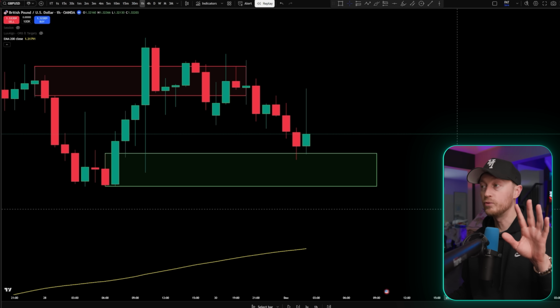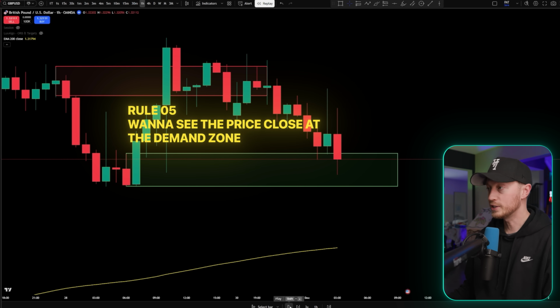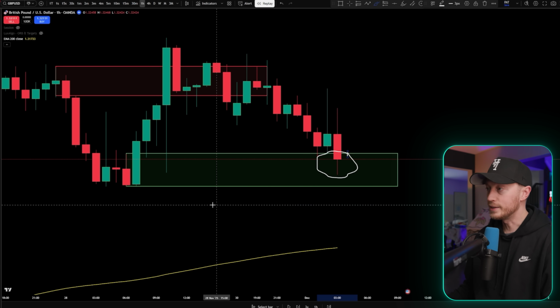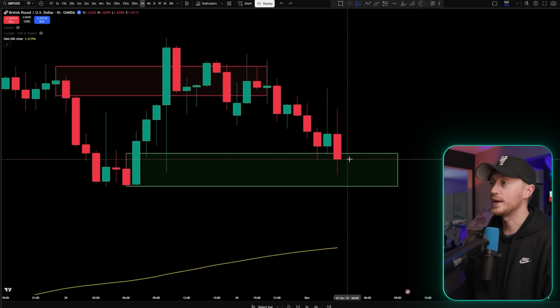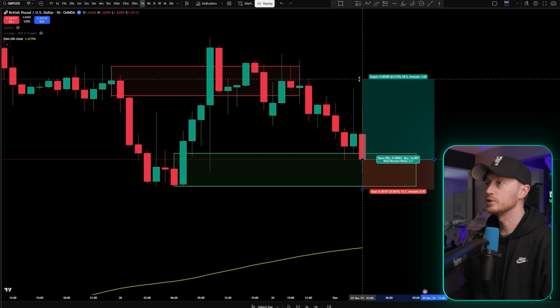And for rule 5, we want to see the price close in the demand zone. So you can see this candle just closed in the demand zone right there. Now I'm ready to take a long position off of that candle. I'm going to target this recent level right here, right? That level of supply, maybe a little bit higher, something like this.